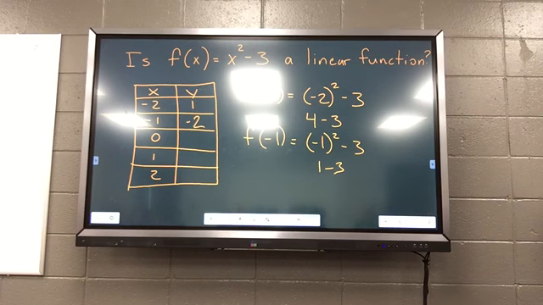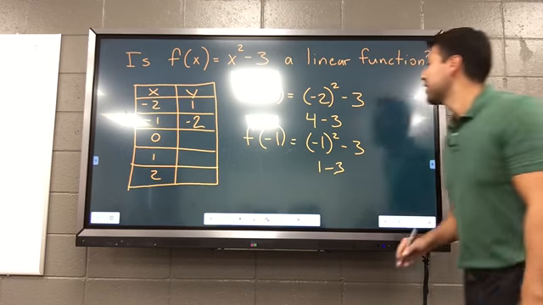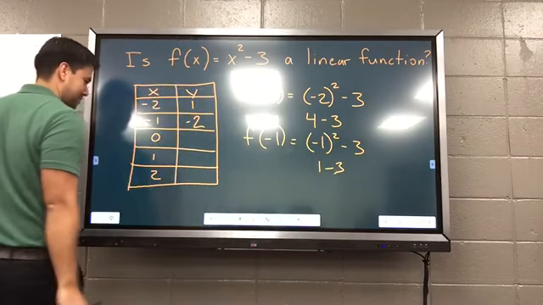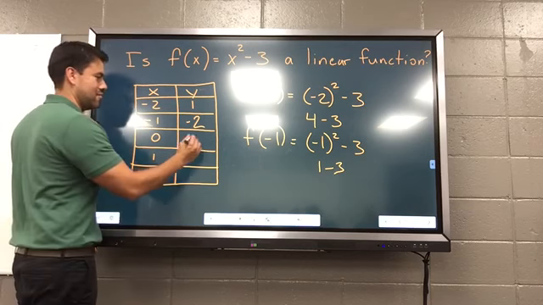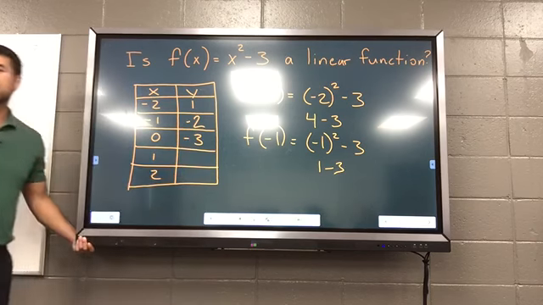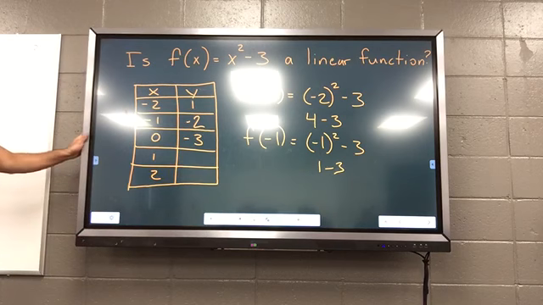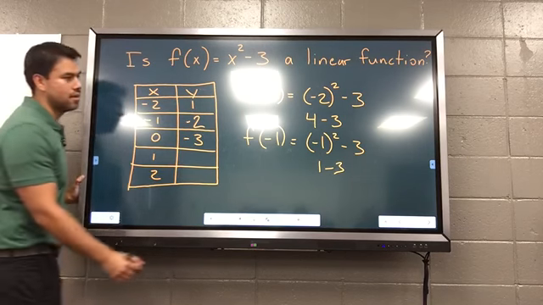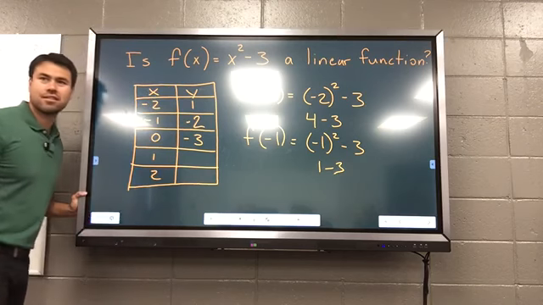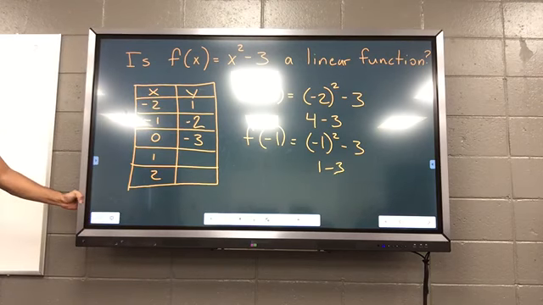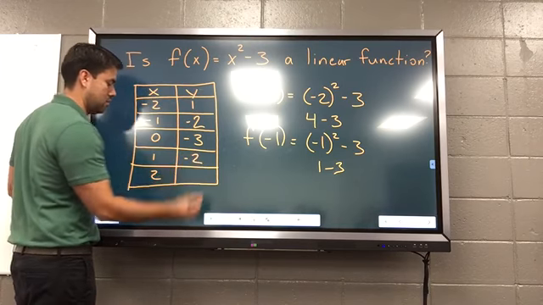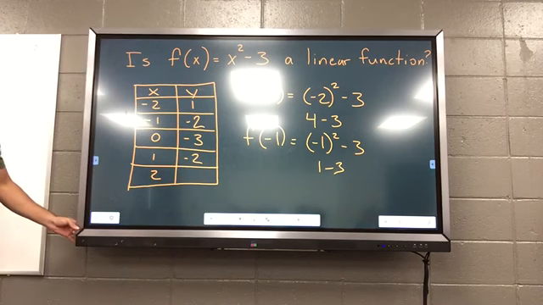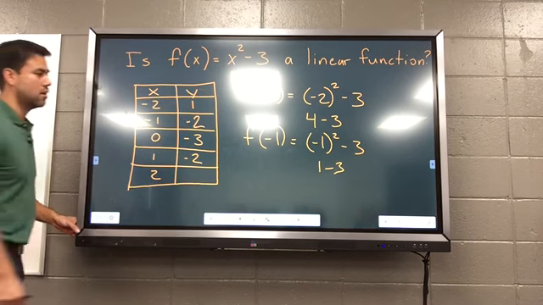Sarah, if x equals 0, what does y equal? If x equals 0, y equals -3. Annie, if x equals 1, what does y equal? That's okay. X equals -2. -2. And if x equals 2, Cole, what does y equal?